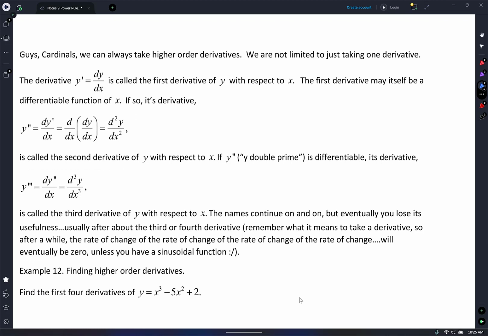Guys, cardinals, we can always take higher order derivatives. Yeah, but I've never heard you say we're not limited. I said cardinals all the time. Birds of a feather fly together. Okay. All right, here we go. So all you got to know is this.